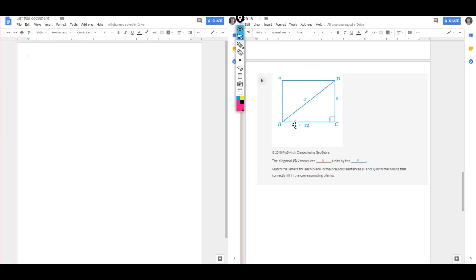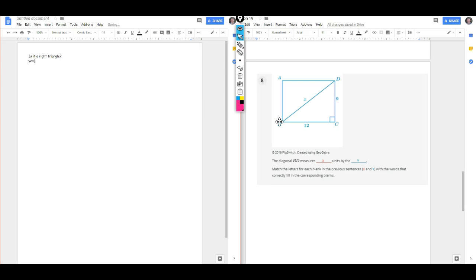All right, so for question 8, here's our diagram. The diagonal BD measures blank units by the blank. So we're matching letters for each blank in the previous sentences, X and Y, with the words that correctly fill in the corresponding blanks. So I'm asking myself a question since I noticed that this is a triangle. So is it a right triangle?